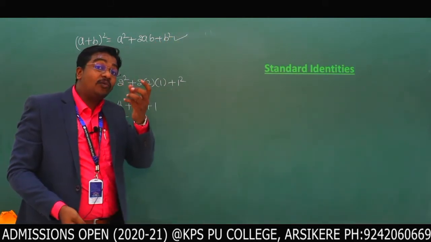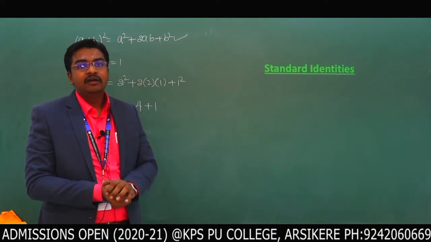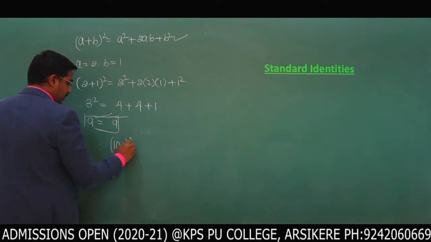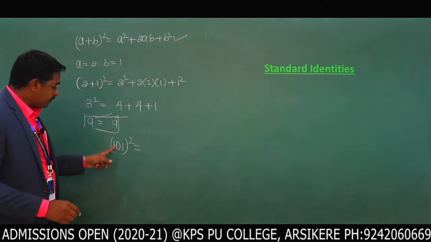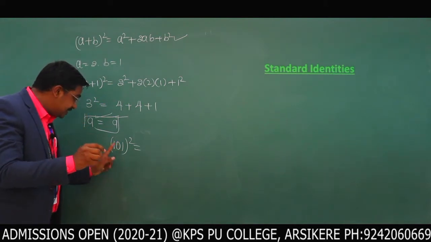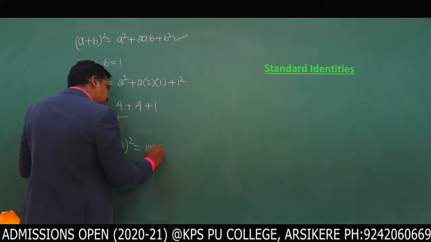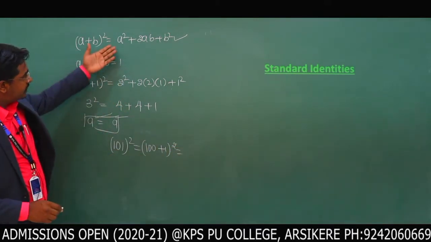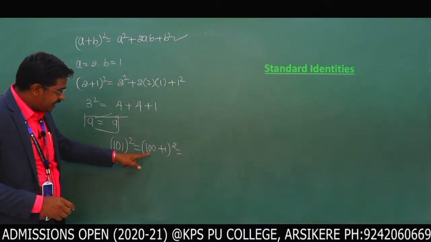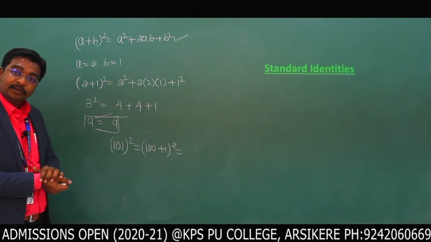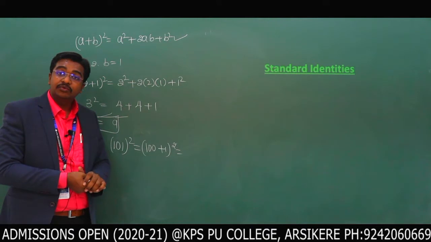So where does identity help? Whenever you get here complex terms like find the value of 101 whole square. Find the product of 101 into 101. So in that case we can reduce or split this term as 100 plus 1. So this becomes very easy to simplify. Just apply the formula. A square is 100, a is here 100 and b is 1. A square plus 2ab plus b square. Okay. So these identities are very important.